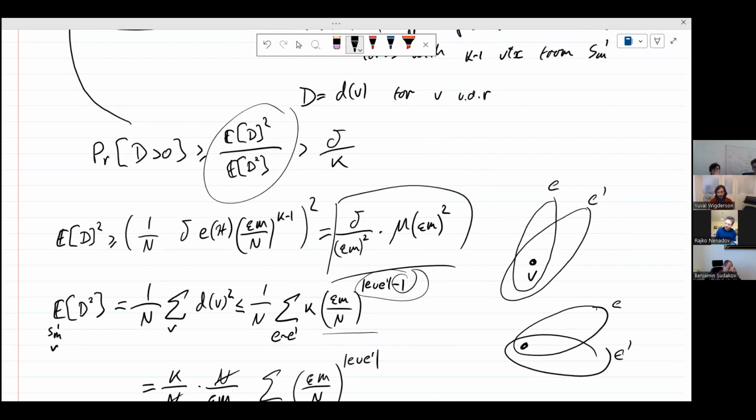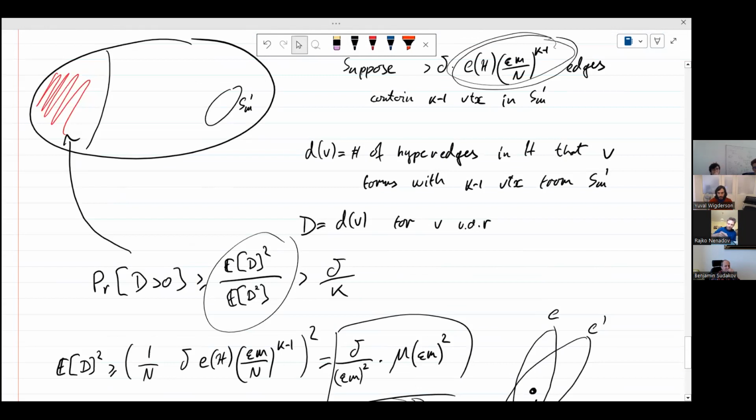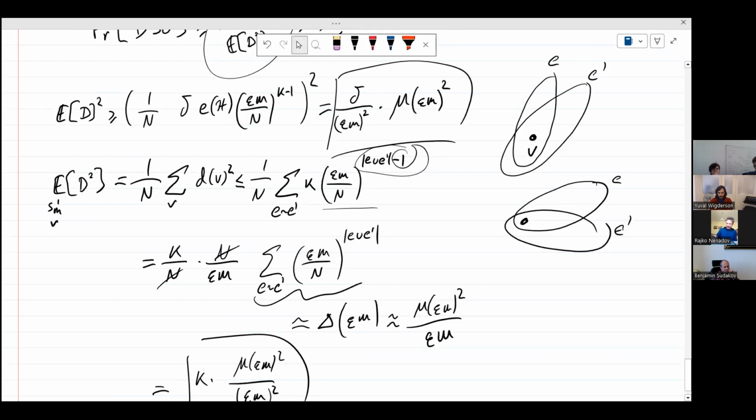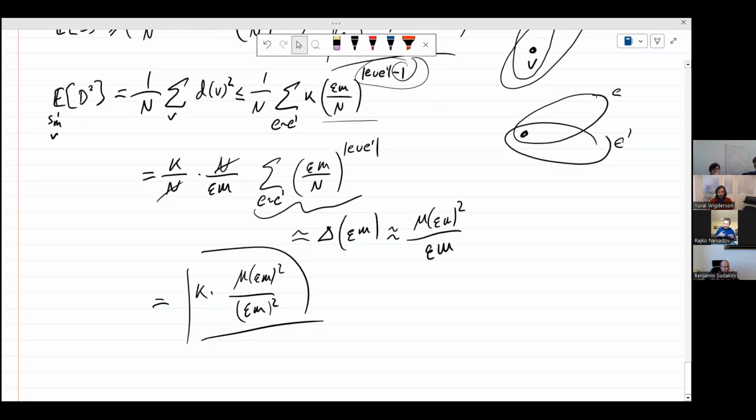So if delta was constant, then this whole thing is constant, and I really get that this covers a small fraction of the vertices, and I can continue. Yeah, and this parameter delta really comes into play through the second moment.